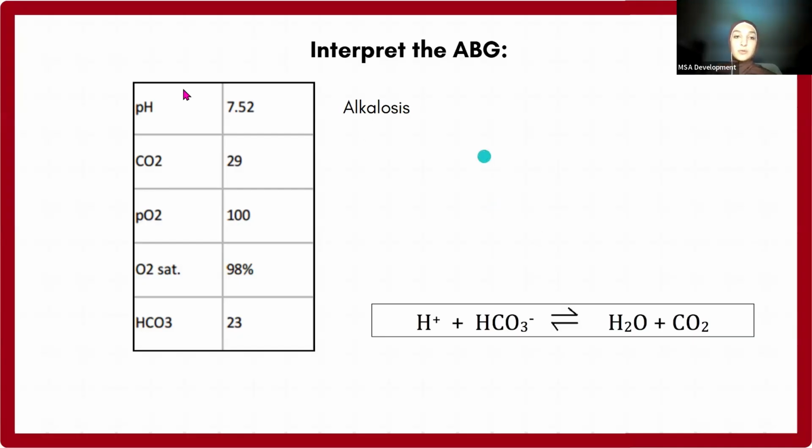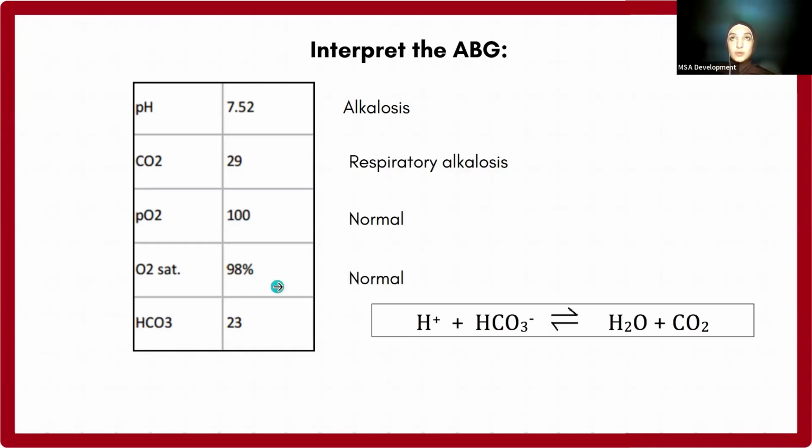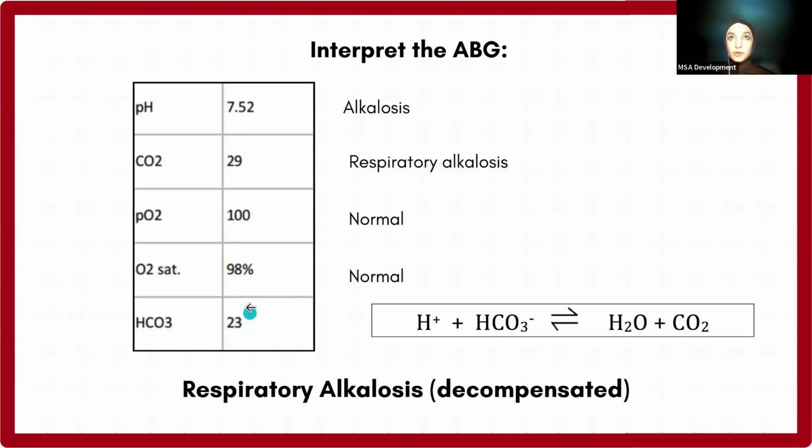From that we know that this is alkalotic because it's higher than 7.45. Under CO2, we have 29, which is lower than the normal of 35 to 45. It's lower than 35, so it's respiratory alkalosis because it's CO2. We have a respiratory problem and there's already alkalosis, so respiratory alkalosis. PO2 is normal. The normal PO2 is from 71 to 100, so it's normal. O2 saturation is normal, and HCO3 is normal as well.